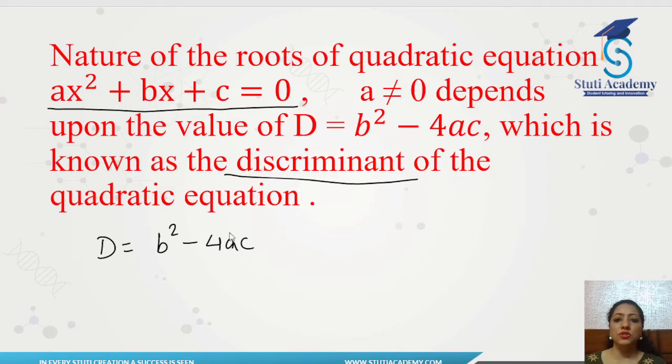Now, the nature of the roots means to check whether the roots exist, whether the roots are real and equal, whether the roots are real and unequal, or if there are no real roots. That depends on the value of D, that is the discriminant, which we solve using b square minus 4ac.